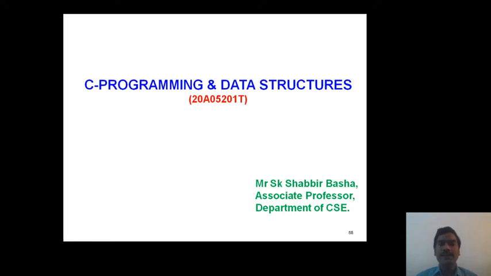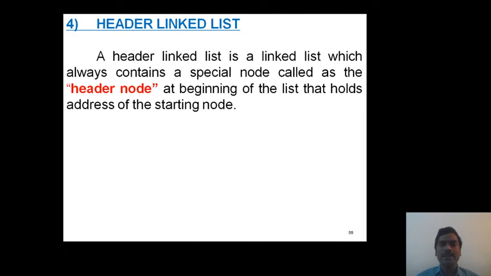Hello students, in this session we will discuss header linked list and finally applications of linked list. Header linked list is a special kind of linked list which maintains a special type of node called header node, and this node is placed at the beginning of the list and is capable to store address of the starting node. So header node is capable to store address of the starting node.